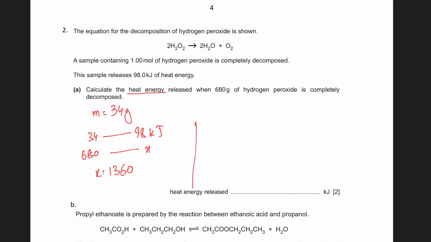If I don't prefer this method, what I can use is find moles of 680 grams. So 680 divided by 34 gives me the number of moles, which is going to be 20. So 20 moles of hydrogen peroxide. I multiply that by 98 to figure out how many kilojoules this is producing, and that comes out to be 1360 kilojoules again.